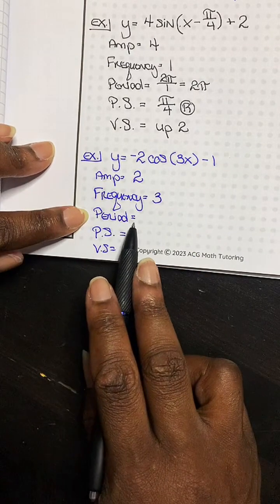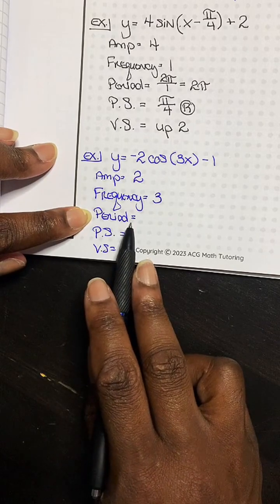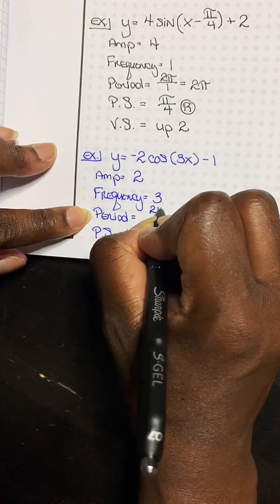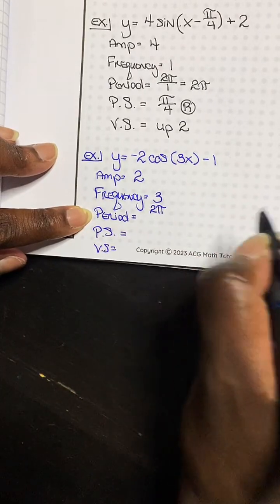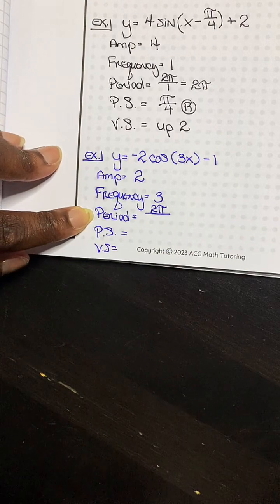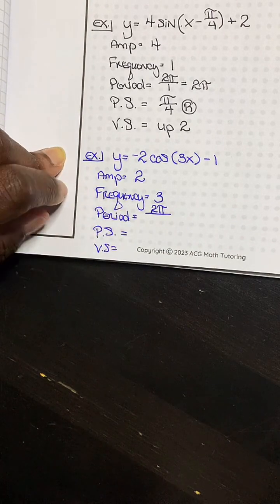Now, in order to get my period, we're going to have to do 2 pi over the frequency. So it's going to be 2 pi over what? What's going to be in the denominator?